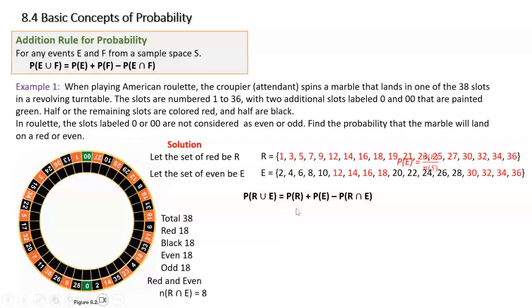So P of R is going to give you, there's my formula, so what is it going to give you? The red is going to be 18 over 38, because there's 18 red. The even will also be 18 over 38 because there's also 18 even. Now minus the red intersect the even, which is going to be 8, which is 1, 2, 3, 4, 5, 6, 7, 8. Minus 8 over 38. So 18 minus 8 is 10. 10 plus 18 is 28. So the answer will be 28 over 38. We reduce it. The answer will be 14 over 19.